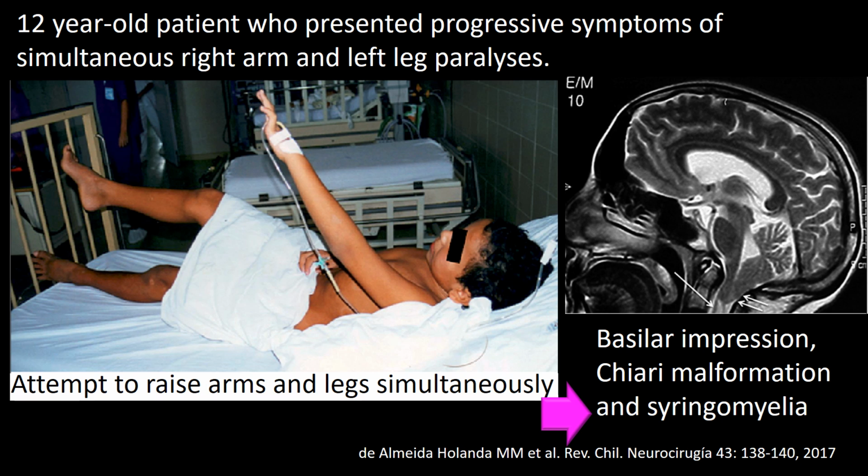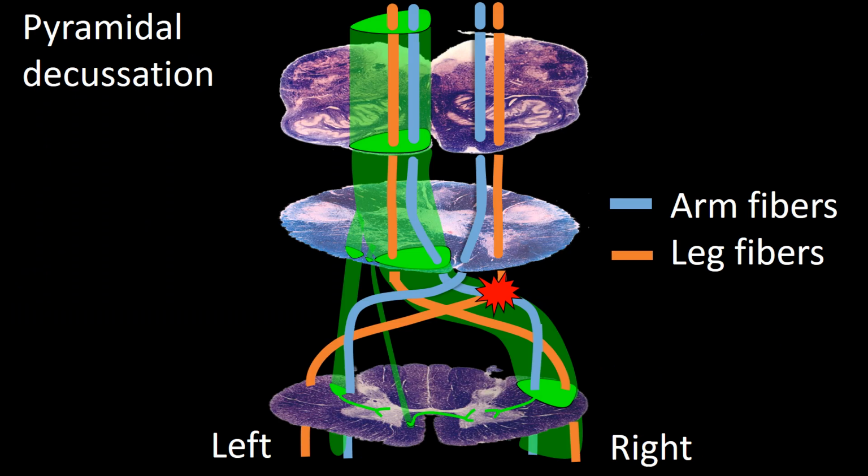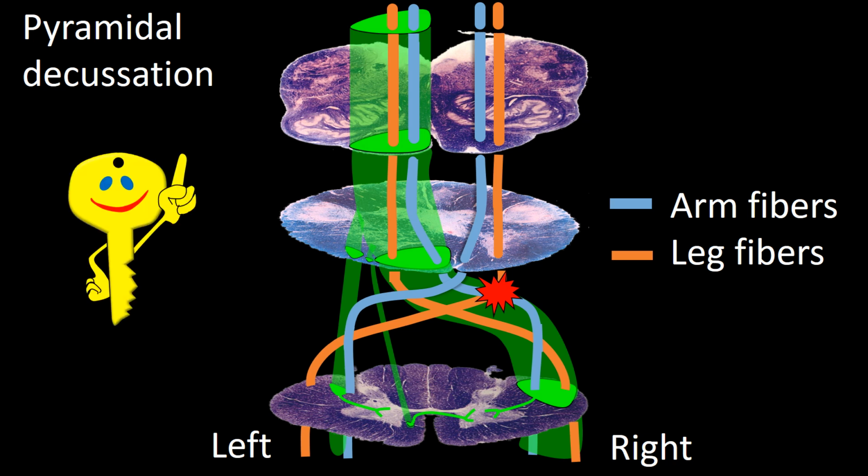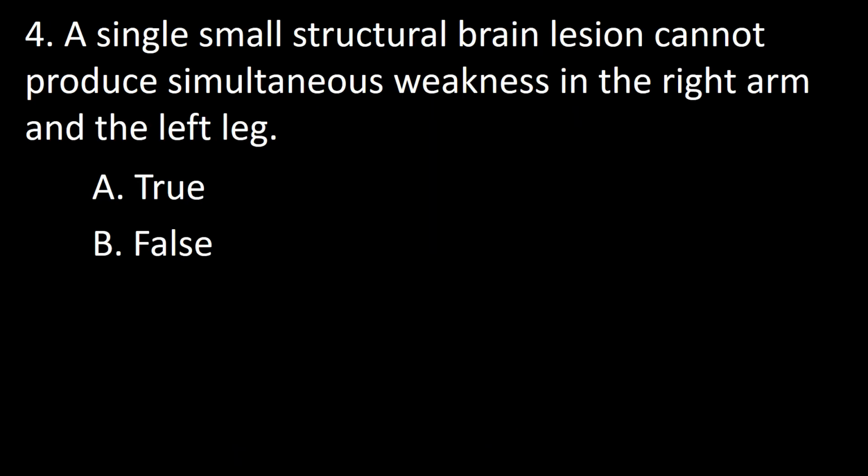So this patient has hemiplegia cruciata. It is due to a lesion at the site shown by the red burst. The arm fibers are injured after crossing and the leg fibers before crossing. This is one to remember because you may find a patient with it and you may find it in your exam. So the answer to this question is B.